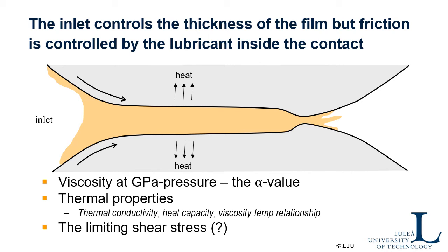But the friction is completely controlled by what is happening inside the contact here. So the properties of the lubricant inside the conjunction are controlling what friction you get. And for that reason, it's very important to learn about the rheology at high pressure and high shear rates.